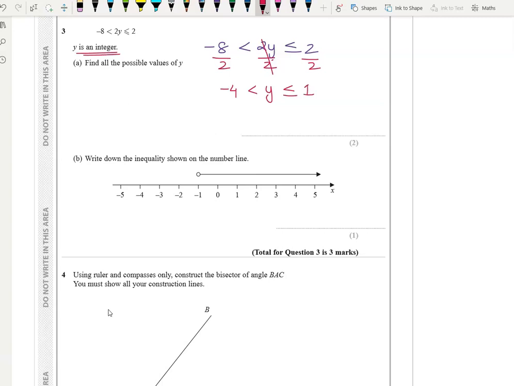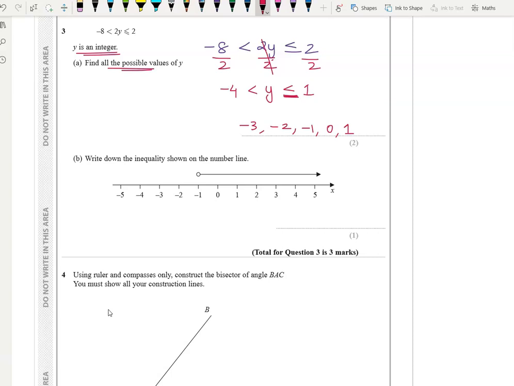Okay, y is an integer, list all possible values of y. So integers which are greater than -4 are -3, -2, -1, 0. We will include 1 because there is an equal to sign here, so we can include 1 also. So these are the required integers that will satisfy the given inequality.